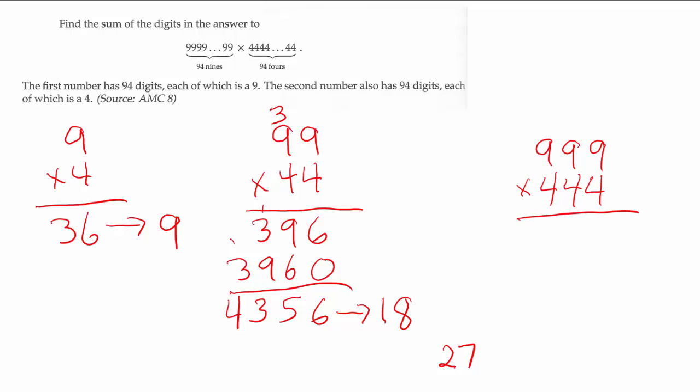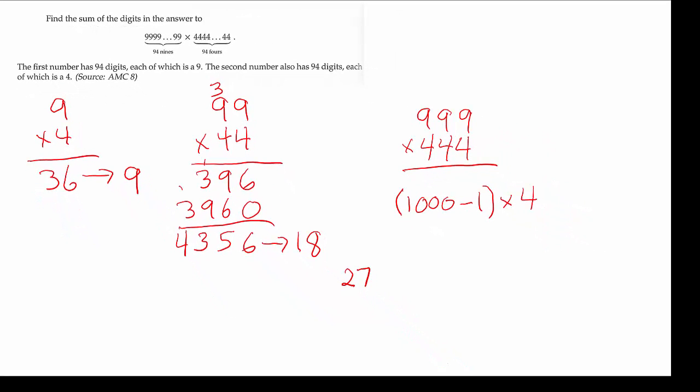At this point, the multiplication, while still doable, is starting to become a little bit tedious. One thing I notice is that 999 is very close to 1,000, which is a power of 10, and it's really easy to multiply numbers by powers of 10. So let's rewrite this problem as 1,000 minus 1, which is our 999, times 444.